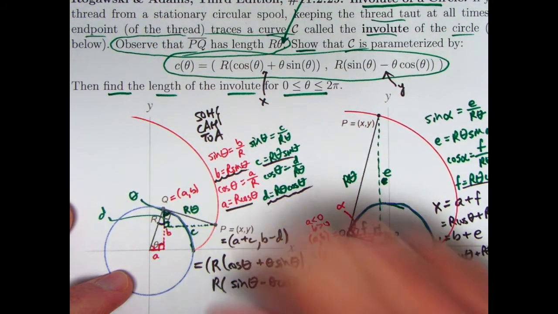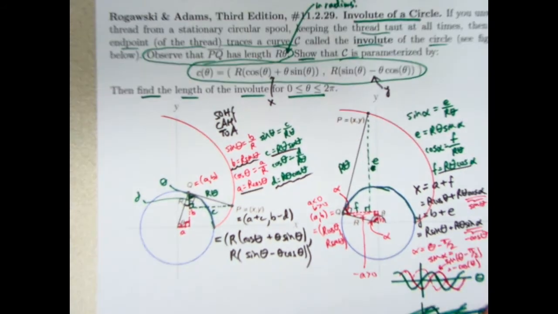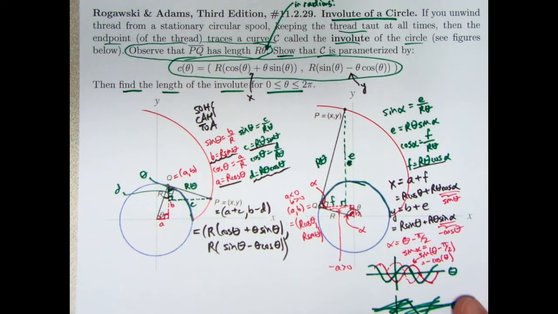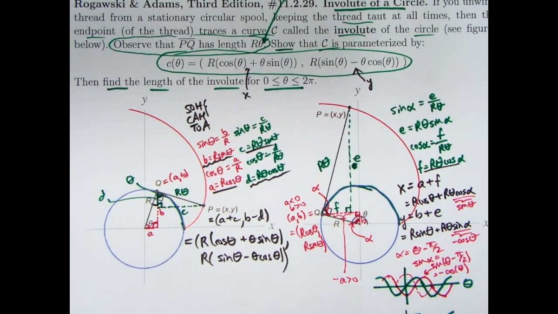Now we're going to go on to finding the length of the involute as theta goes from 0 to 2 pi. And that calculation actually is the easiest part of this problem, though we will need the product rule if we're going to be a little careful about it here, as we should be.